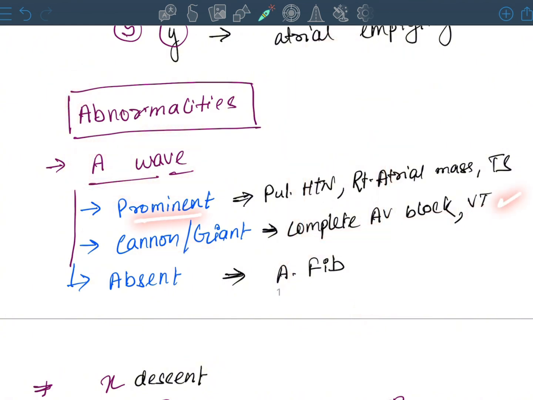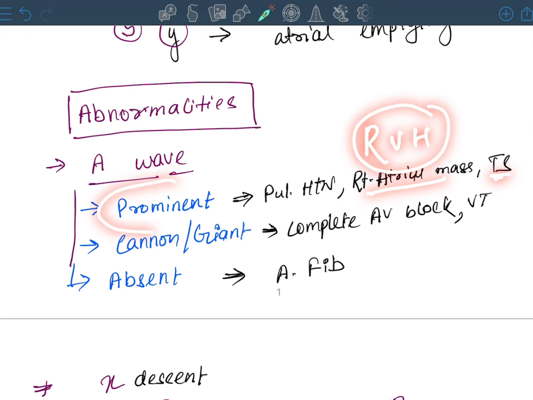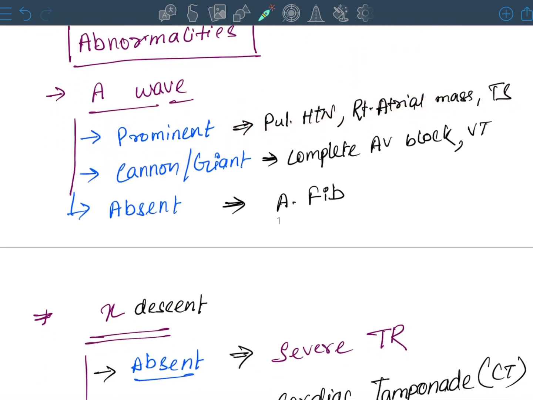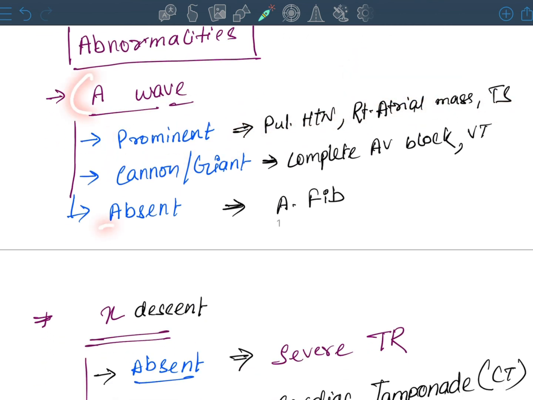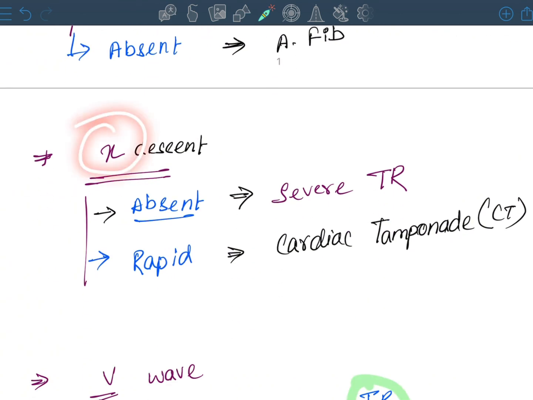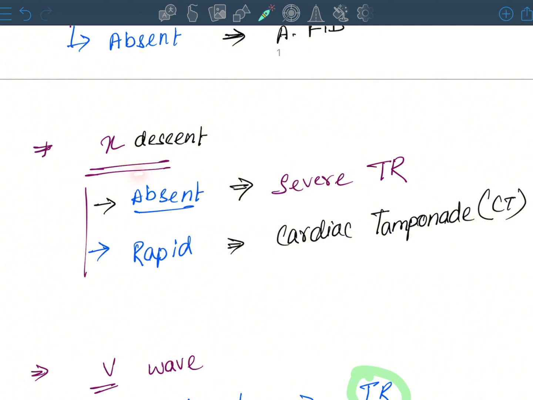And if it is prominent, it stands for pulmonary hypertension, right atrial mass, TS, and or RVH, right ventricular hypertrophy. And if the A wave is absent, it denotes AFib, atrial fibrillation. Now X descent. If it is absent, it will show severe TR. TR means tricuspid regurgitation.